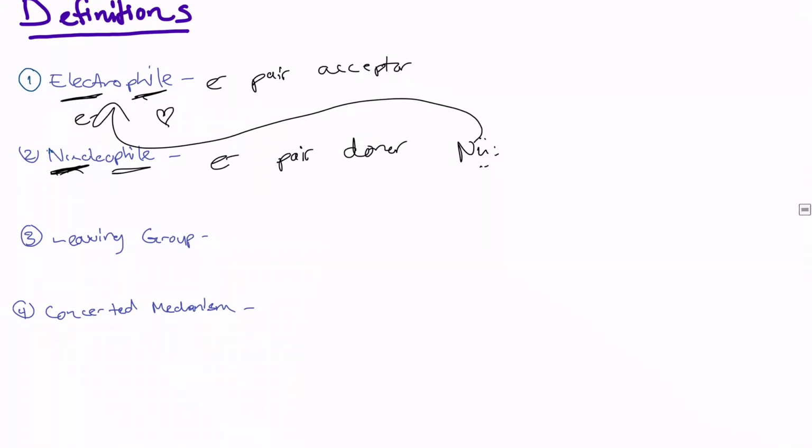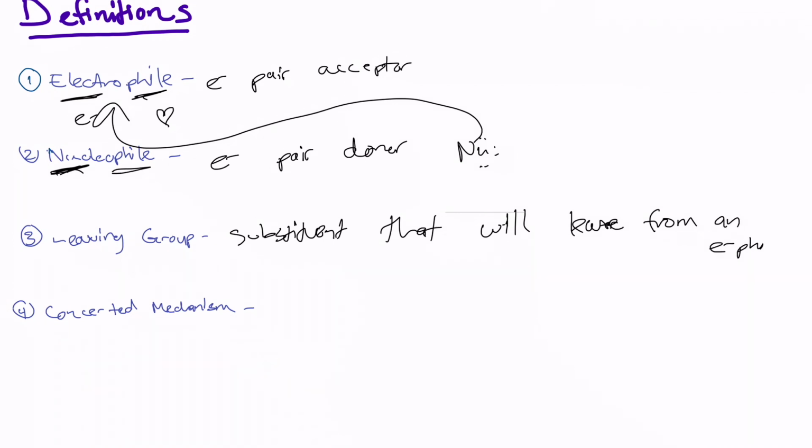A leaving group is a substituent that will leave from an electrophile. And then finally, we have a concerted mechanism. A concerted mechanism is one where you have something that attacks and something that leaves simultaneously.